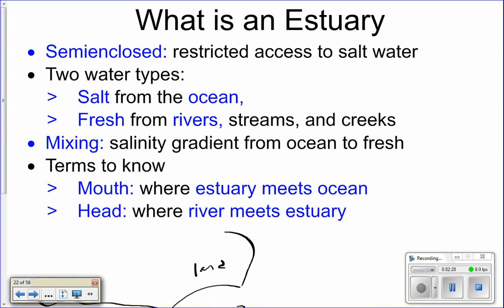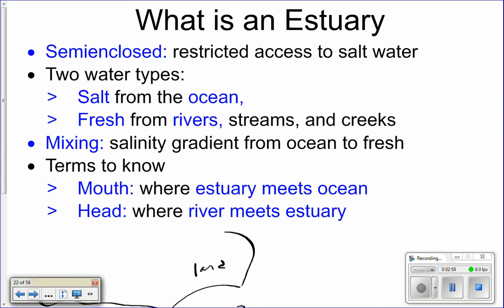There are three things that are required in order to be considered an estuary. The first thing is that they must be semi-enclosed. So they have to have limited access to salt water. Basically, it has to be enclosed on three sides by land. So it has to have restricted access to the salt water. So semi-enclosed, second thing you have to have is two water types.